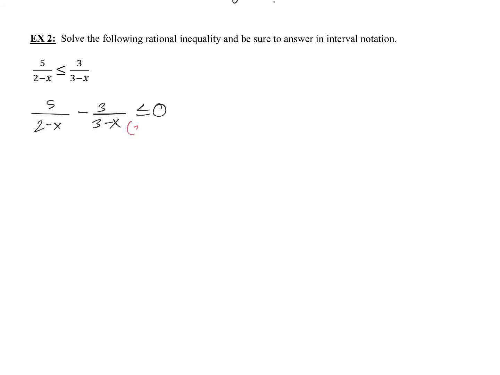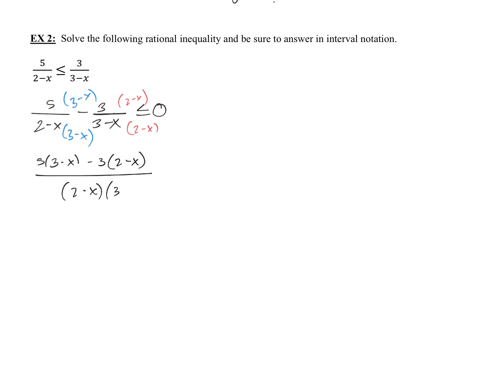So what's the LCD? Well, it's just the opposites. So let's go ahead and do the building up property. Feels like we're going back to the Stone Age. I miss being able to just get rid of the fractions. Okay, so 5 times 2 minus x, minus 3 times 2 minus x, all over 2 minus x times 3 minus x, less than or equal to 0.